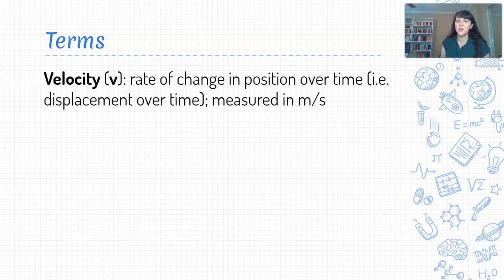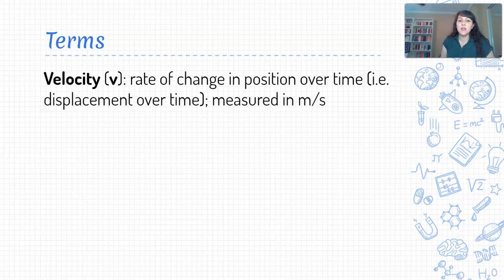First one is velocity. Velocity is represented in an equation with the variable v for velocity. And velocity, as we previously discussed, describes the rate of change in position over time. Now, previously, we also said that a change in position we can define as displacement. So we can also think of velocity then as a rate of displacement over time. Equivalent definitions for these. Okay.